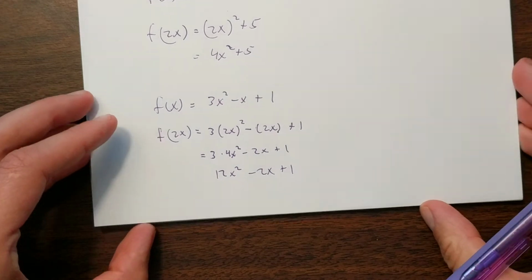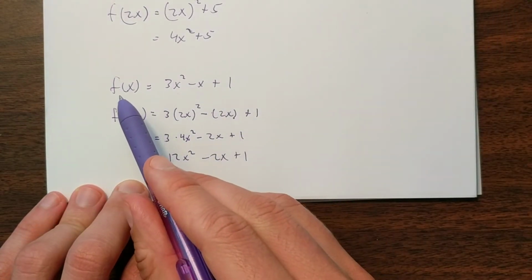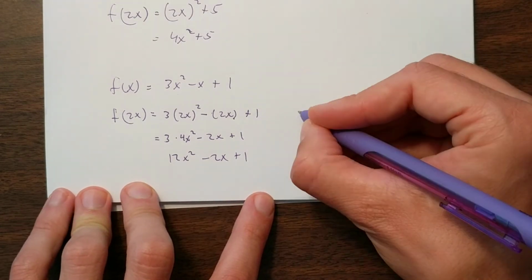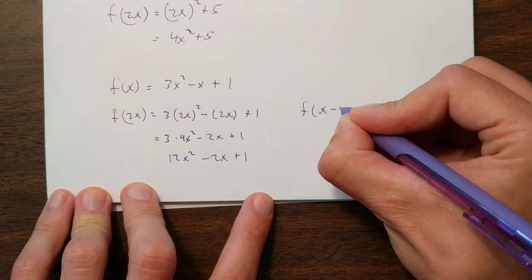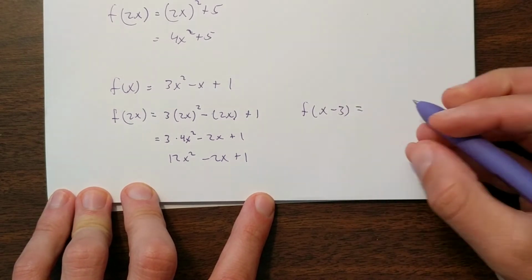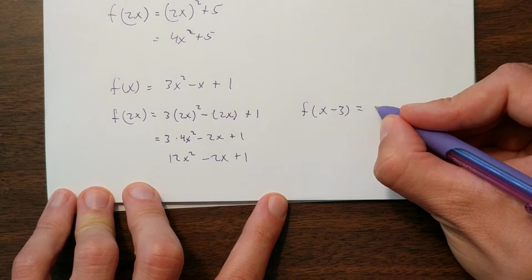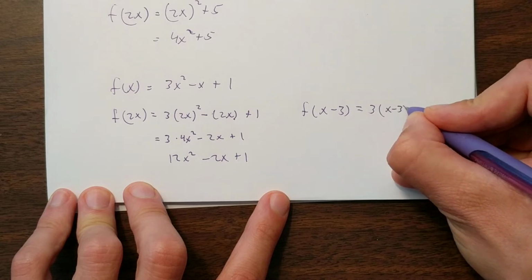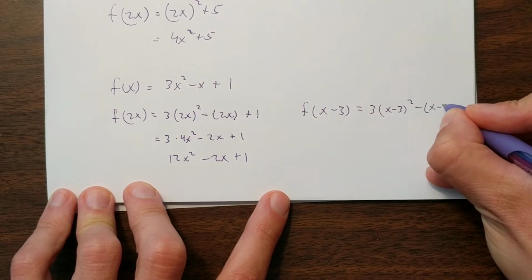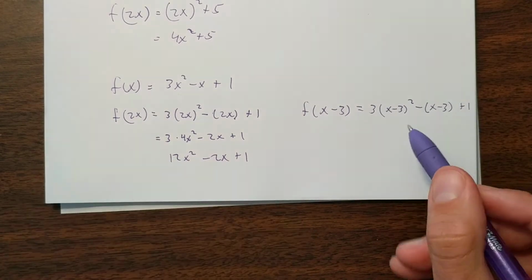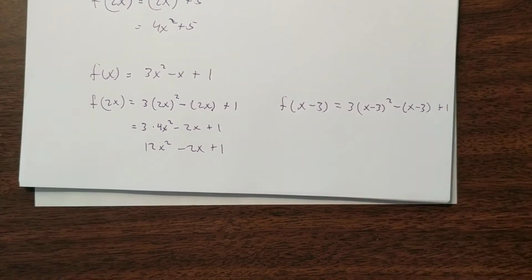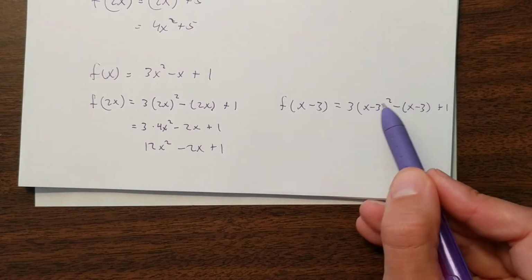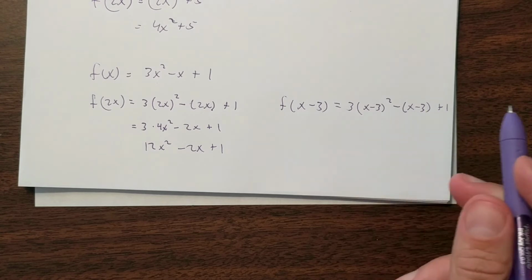That one's fairly straightforward. So let's use the same f of x though, and let's do what if I want f of x minus 3? Well, this one's going to be a little more complicated because I'm going to have 3 times (x minus 3) squared minus (x minus 3) plus 1. Now in this case, my use of parentheses is extremely important. One, it tells me that I need to square this thing, which if I have to square x minus 3, I need to go through the whole process of distribution.